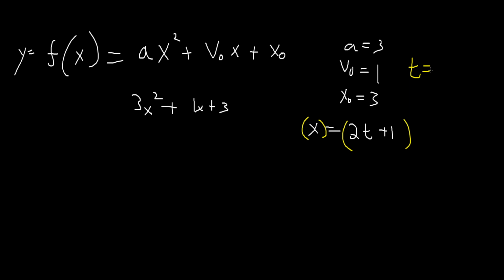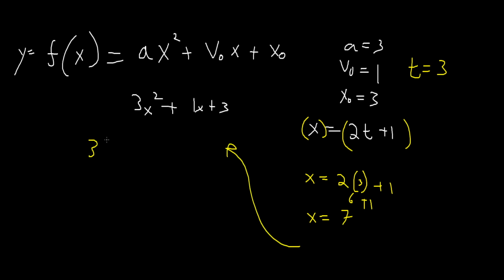But if I give myself a t value, let's say t equals 3. Okay, well, now all of a sudden, it's very easy to just plug in that 3 and just figure out what number x is. So if x is 2 times 3, that would be 6. 6 plus 1 is 7. So x is 7. Now we can just plug 7 into this. So it's 3 times 7 squared plus 1 times 7 plus 3.